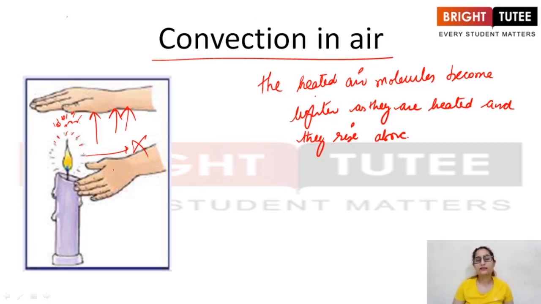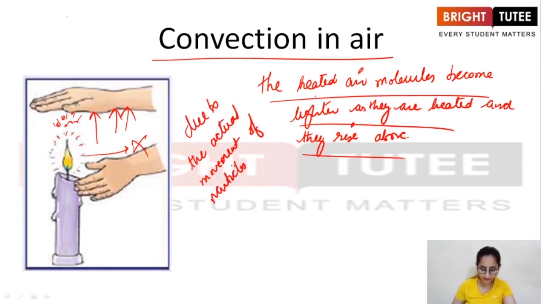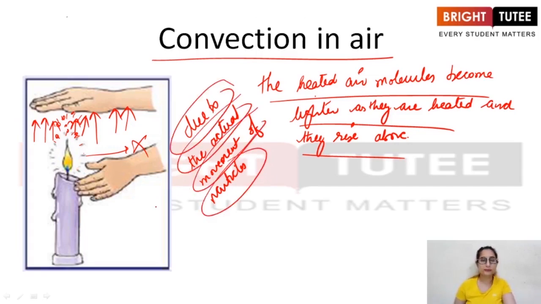So what do we understand? That when you heat any molecules of liquid or air, the molecules start moving upwards. They become lighter and start moving upward. So transfer of heat is happening due to the actual movement of particles, right? The particles which were here earlier rose upwards and reached near your hands, and that's how you experienced heat. So here actual movement of particles takes place, right?